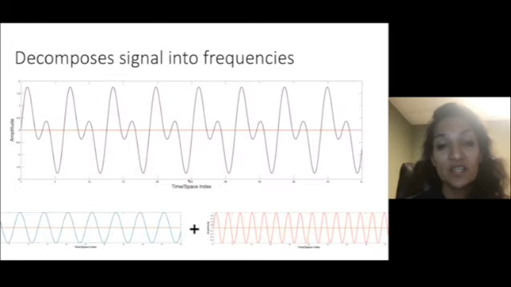The way that's used is to decompose the signal into different frequencies. And so here you see this two frequency signal being decomposed into the sum of a lower frequency signal and a higher frequency signal.